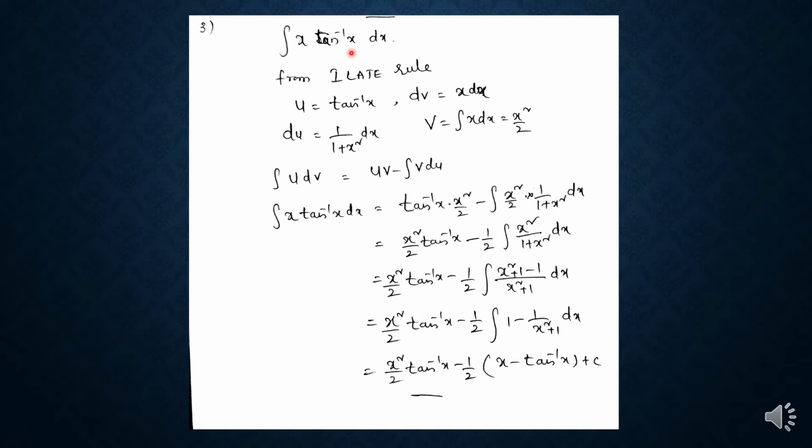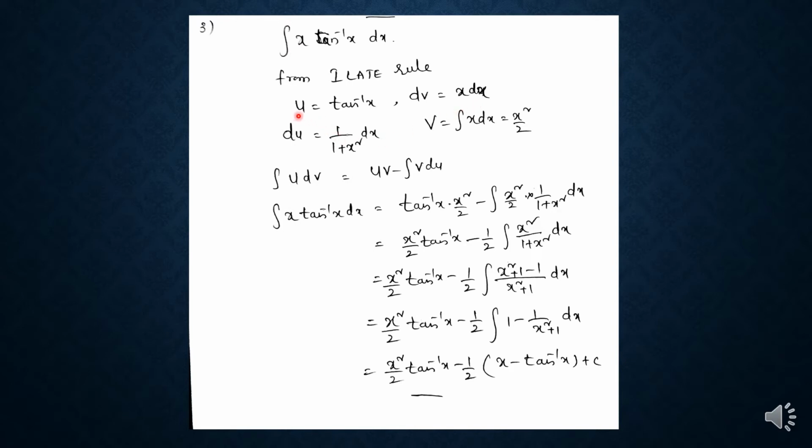In these two functions, which comes first as per the ILATE rule? In the ILATE rule, I comes first. I means inverse trigonometric functions. That's why we should take tan inverse x, the inverse trigonometric function, as the first function. u is equal to tan inverse x and dv is equal to x dx.